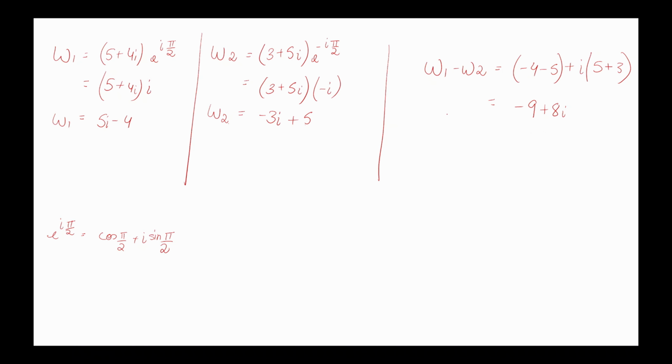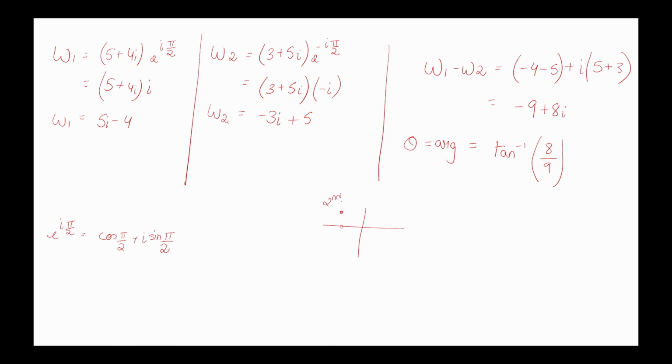So how can I write down my principal argument for this? Theta, which is the argument, can be written as tan inverse of imaginary part upon real part, tan inverse 8 by 9. Now one thing that you must remember is that if I plot this W1 minus W2 in my Argand plane, my real value is negative, so it is going to be on the left-hand side of the y-axis. However, my imaginary part is positive.